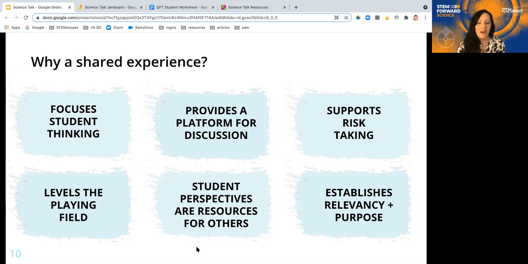Student perspectives become resources for others. I've seen that several times up here, and that's amazing. And it establishes relevancy and purpose. Yes, I've seen that on your Jamboard as well.